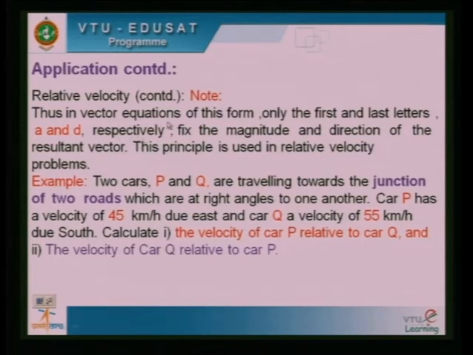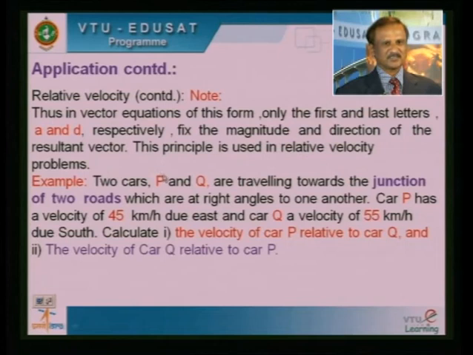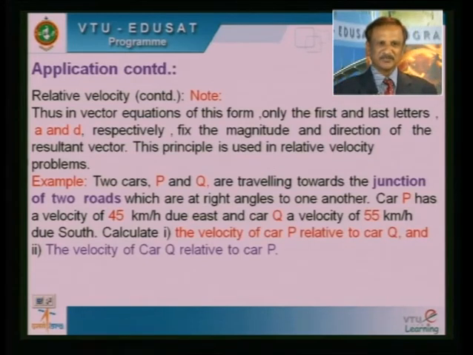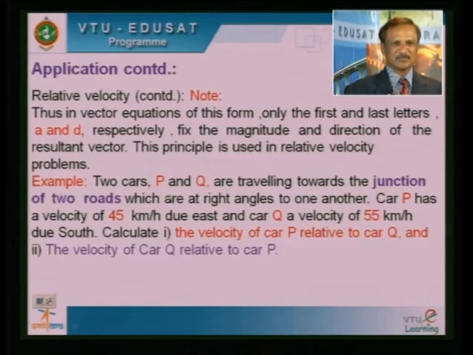Thus, in vector equations of this form, only the first and last letters, namely A and D, respectively, fix the magnitude and direction of the resultant vector. So, this principle is used in relative velocity problems. Now, we have used the same concept in the previous example, and we can use the same concept in the next example.